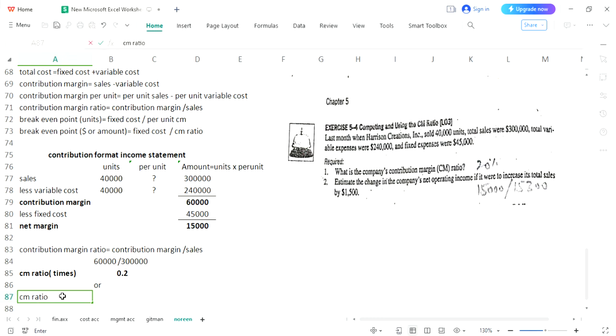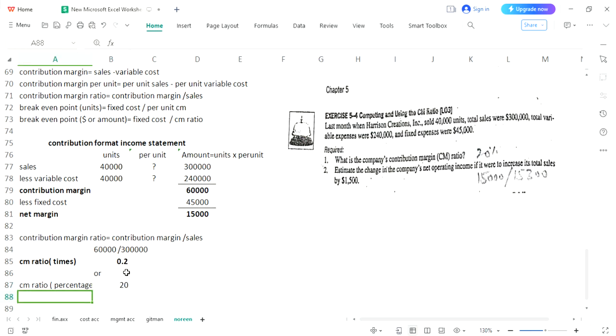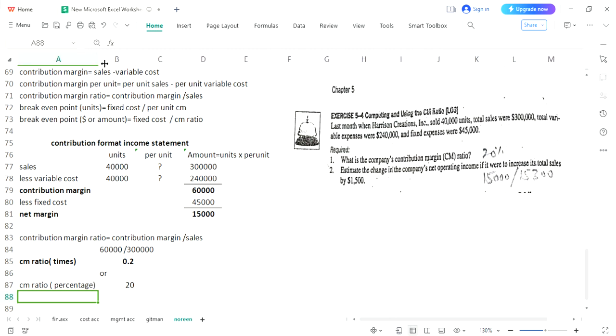And if you want to calculate your CM ratio in terms of percentage, what will you do? You will simply multiply your answer, as I have said. This was your answer, multiply it with 100. You will get your CM ratio's answer in terms of percentage. So in this way you have calculated the first part of the question, the CM ratio in terms of percentage.